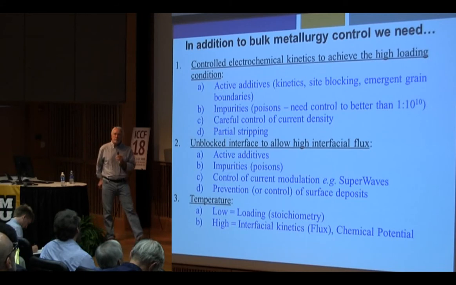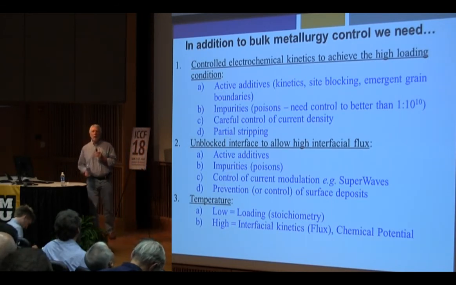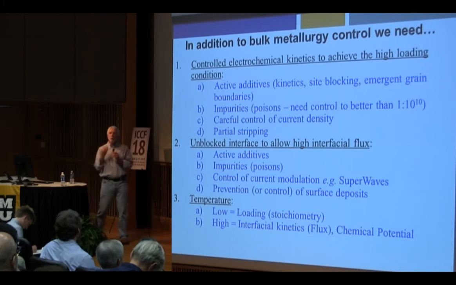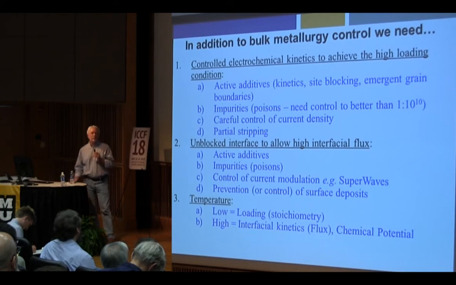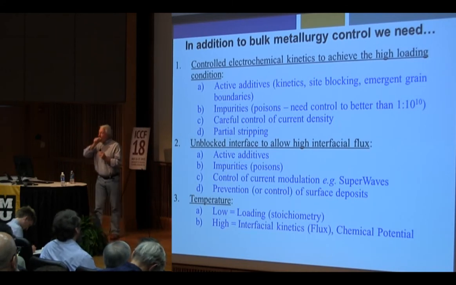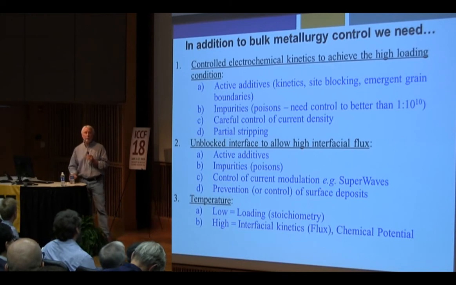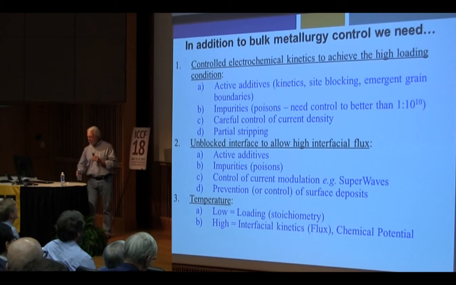A third of a monolayer of certain elements will change the electrochemical kinetics by 3 orders of magnitude. A third of a monolayer is less than 10 to the 15th atoms per square centimeter. So we need to control those bad guys at better than 1 part in 10 to the 10th, since you have more than a mole of solution in your system. I'm speeding through an otherwise larger talk.